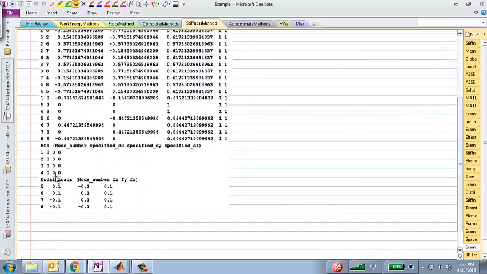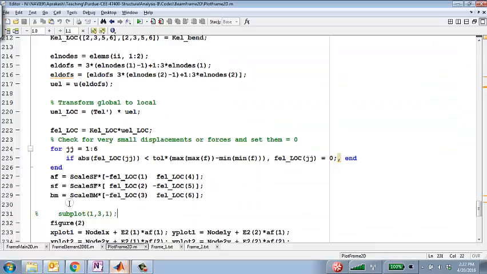There are boundary conditions and loads that you can very easily see. And I don't think I have time to run that problem, but I'll let you guys play with that code. And next time, I'll finish out the three-dimensional frames.